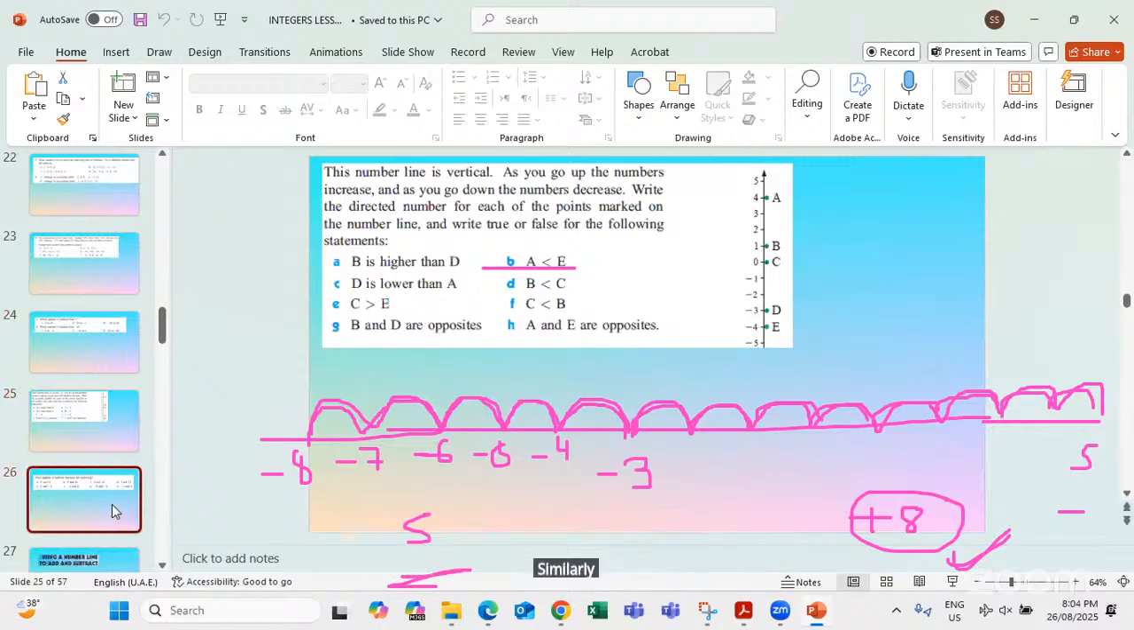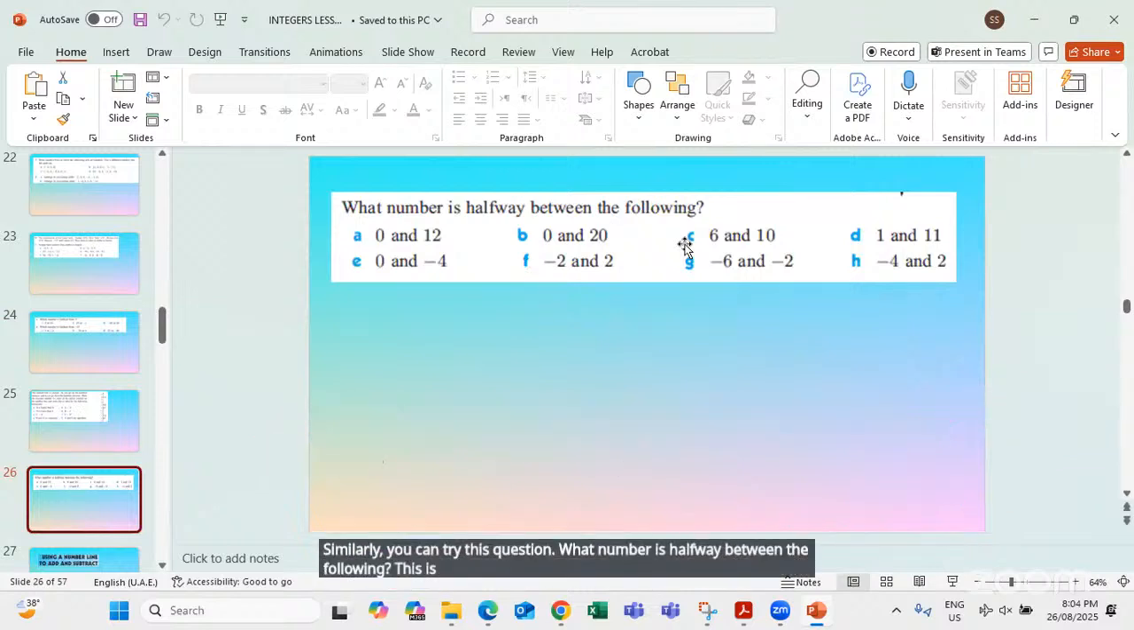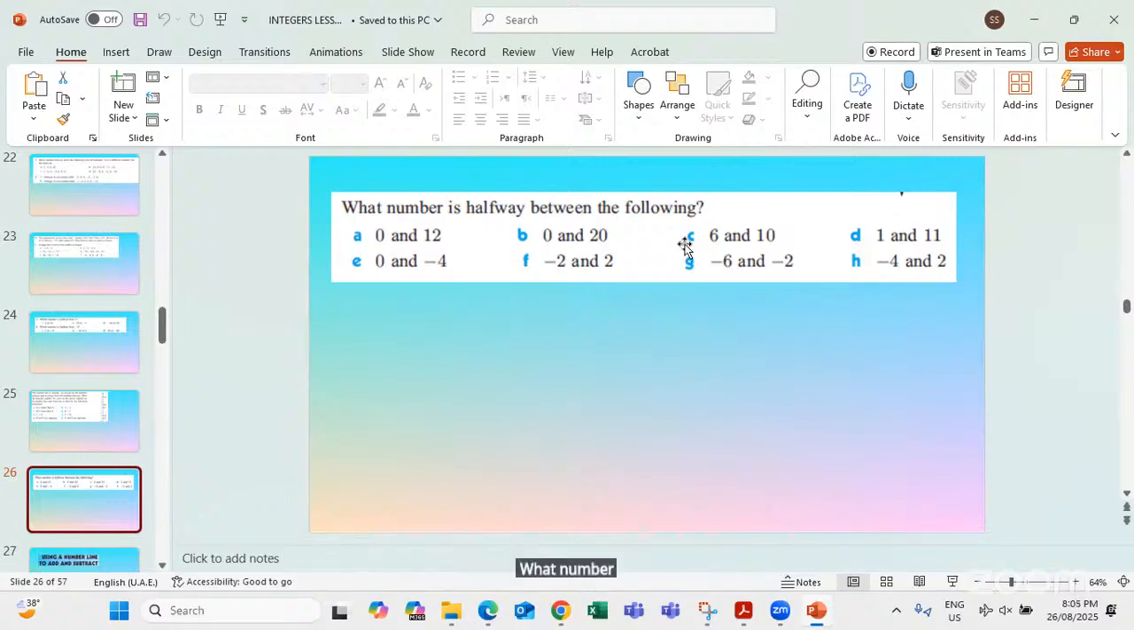Similarly, you can try this question. What number is halfway between the following? This is another important kind of question you must know. What number is halfway between the following? So 0 and 12.